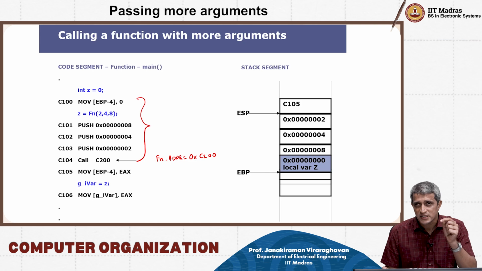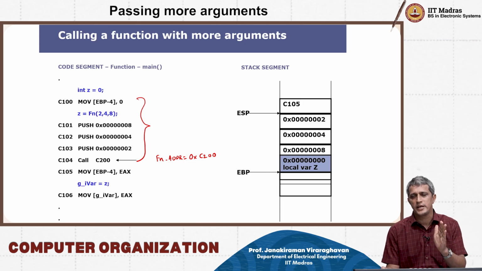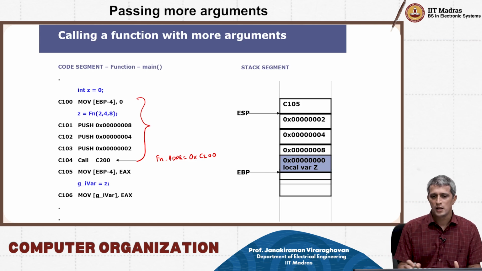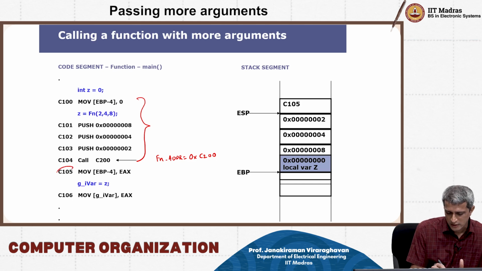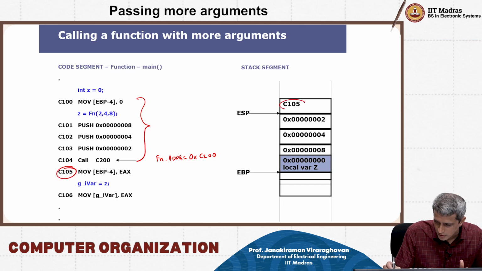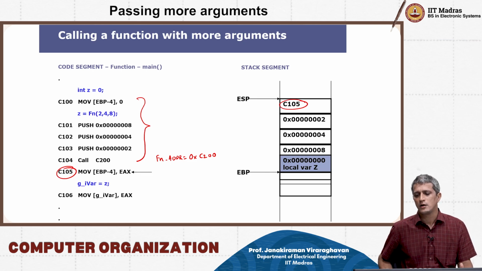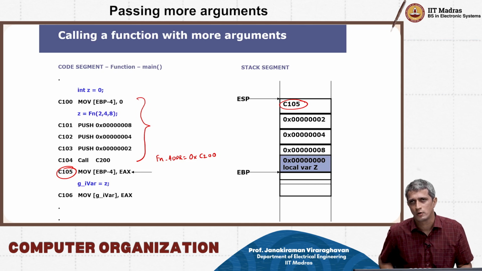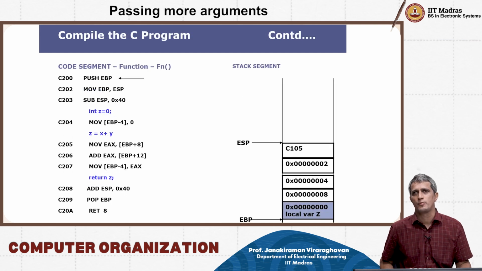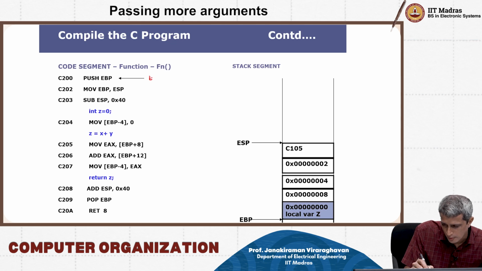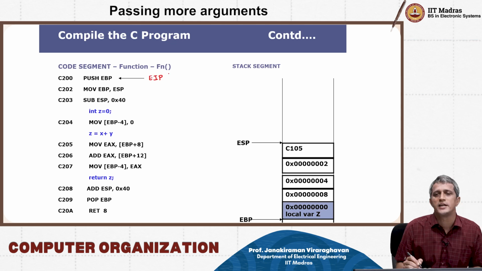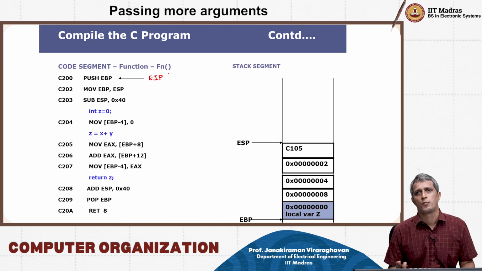C105 is the address of the next instruction. So when the call is being executed, C105 is the address of the next instruction that gets pushed onto the stack, and you subtract 4 from ESP. Then you load the instruction pointer with C200. This is where the EIP gets initialized at this point.